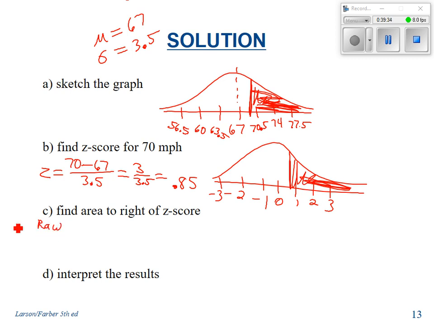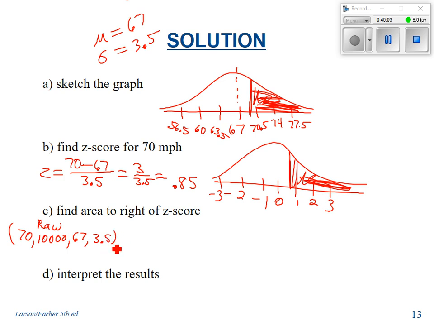If we're going to use the raw scores in your calculator, you're going to punch in the low limit, the high limit, the mean, and the standard deviation. So our low limit this time is what? 70. What's our high limit going to be? 10,000. Our mean, 67. And our standard deviation, 3.5.